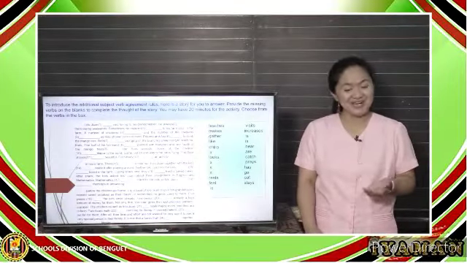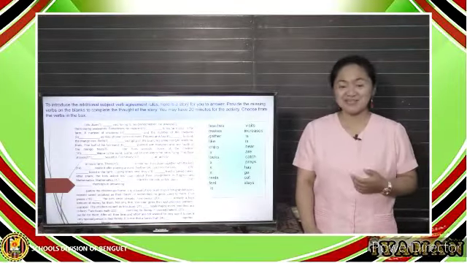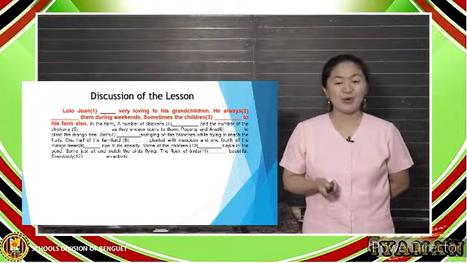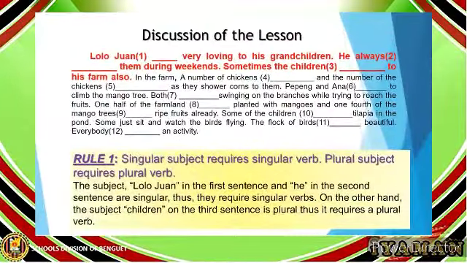Okay, are you done answering the activity? Now we're going to discuss it. In the first three sentences, what are our subjects? Are they singular or plural? Correct! The subject Lolo Juan in the first sentence and he in the second sentence are singular. Thus, they require a singular verb. Meanwhile, the subject children in the third sentence is plural. Thus, it requires a plural verb.